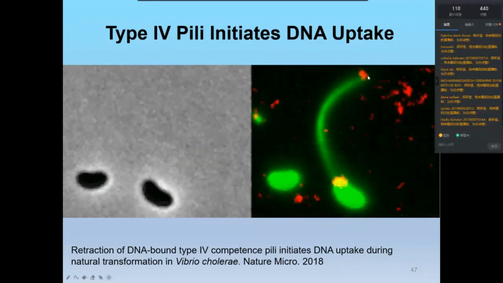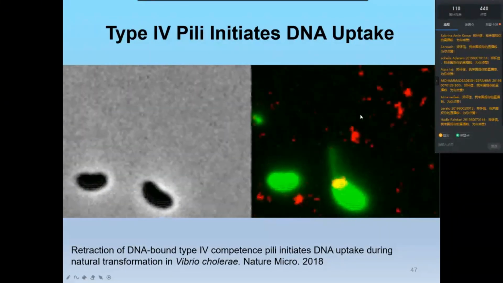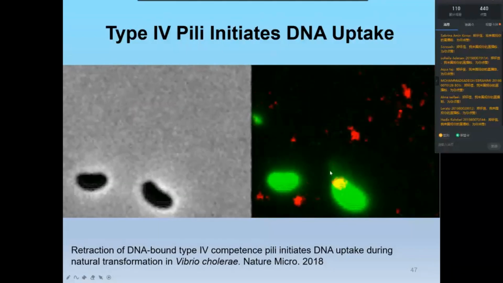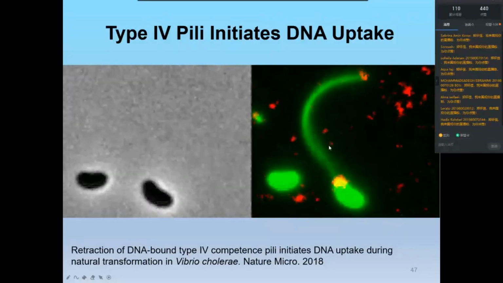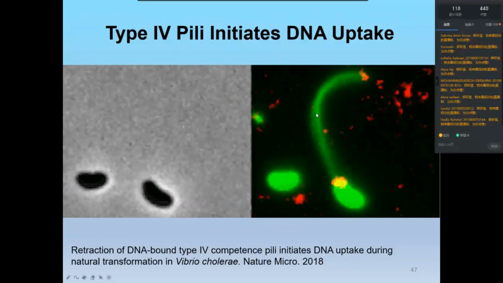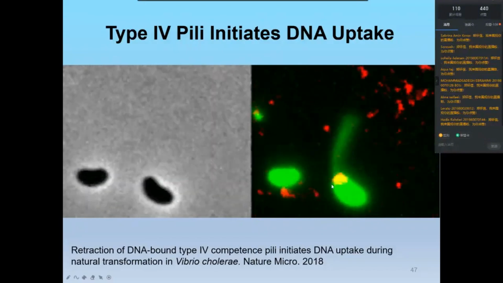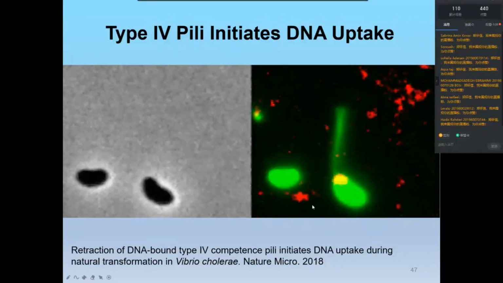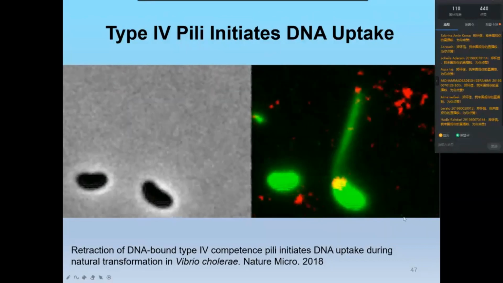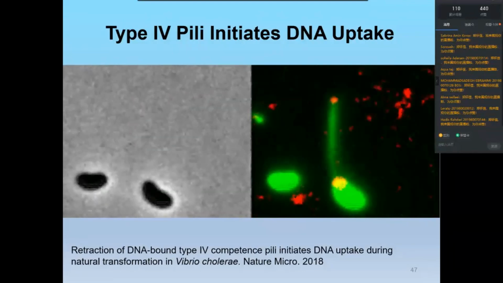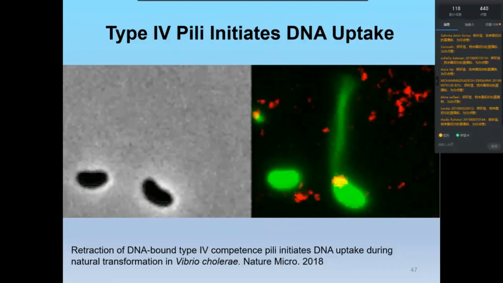But according to my work, if the bacteria cannot produce type 4 pili, the uptake of DNA will be very difficult. So type 4 pili actually help the bacteria to take up DNA, to take up plasmid. So this is a very interesting topic and a very interesting research work, and we can follow up.